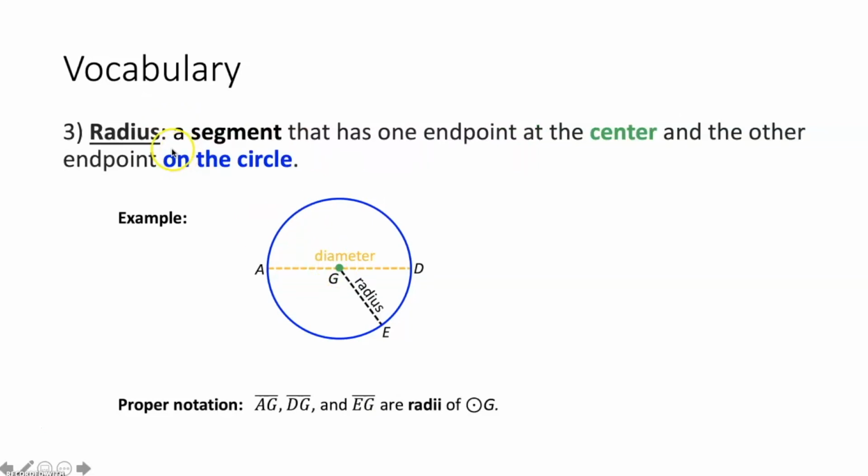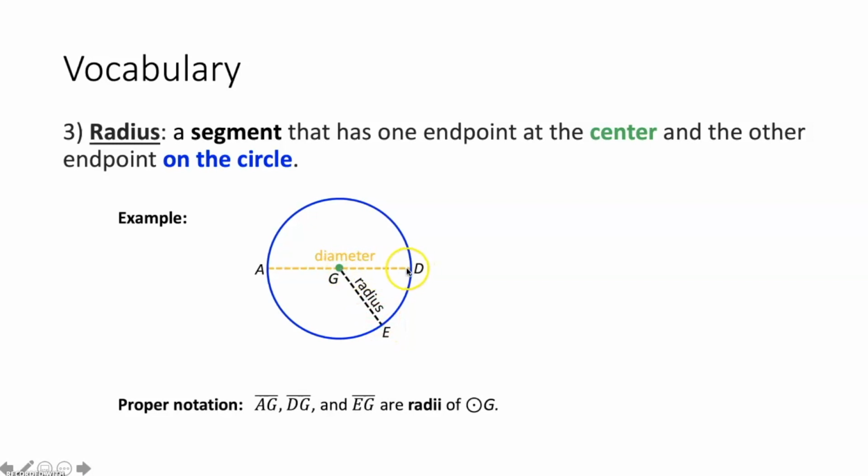Next vocabulary term is a radius. That is a segment that has one endpoint at the center and the other endpoint on the circle. So in our example down here, we actually have 3 examples of radii. Remember, a radius is just a segment that has one endpoint at the center and the other endpoint on the circle. So segment GE has one endpoint at the center, point G, and one endpoint on the circle, point E.